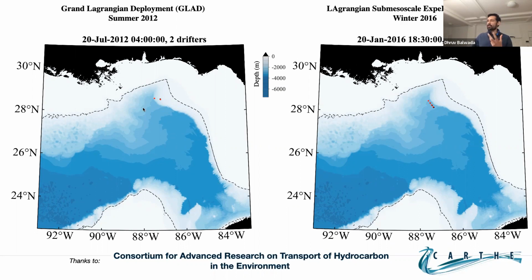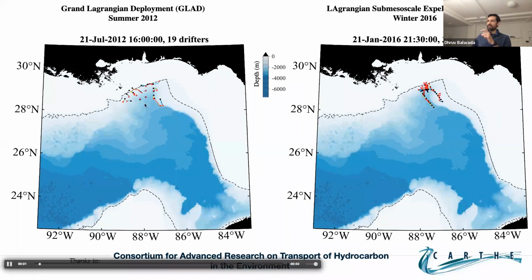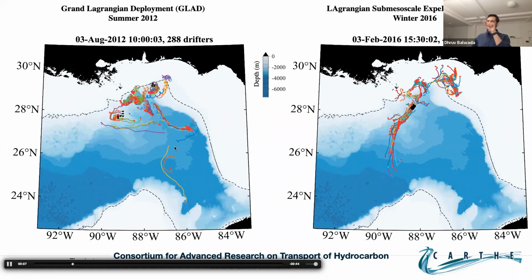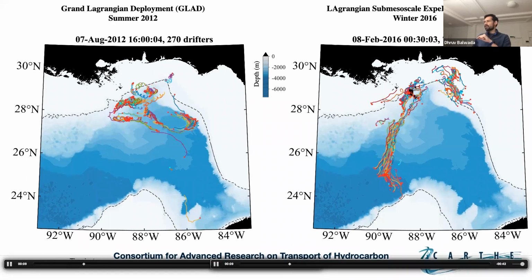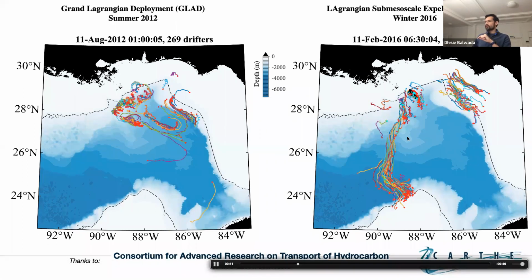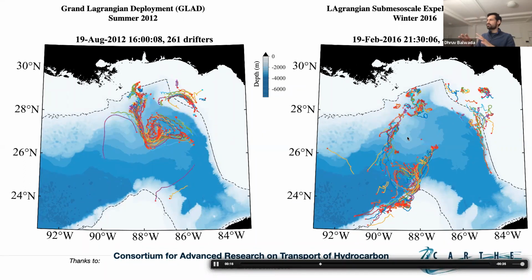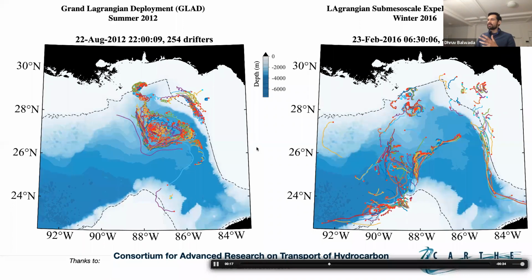So what I'll be showing you on the left-hand side is one study that was done in summer of 2012, which was called GLAD. And on the right side, a study that was done in winter of 2016, which was called LASER. Each little line that you see over here corresponds to the track of one drifter over 5 days. Little red colors are the current location of the drifter as it moves around, and black dots are where they were released. And so basically you see that these drifters are put in, they are moving around with the flow. There's all these interesting patterns that one is seeing.